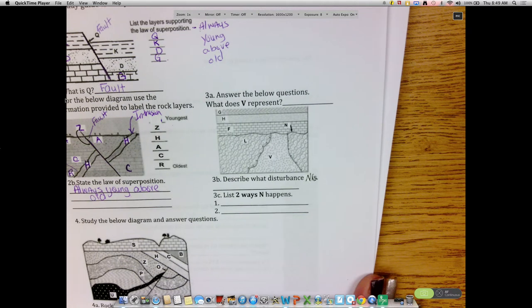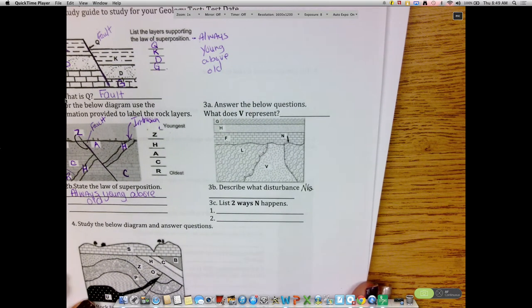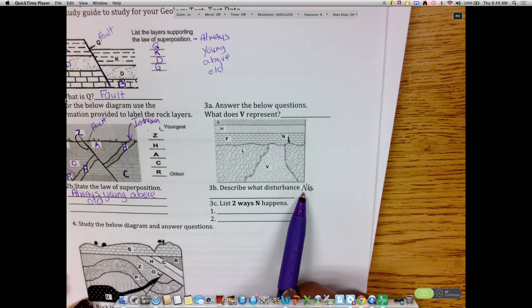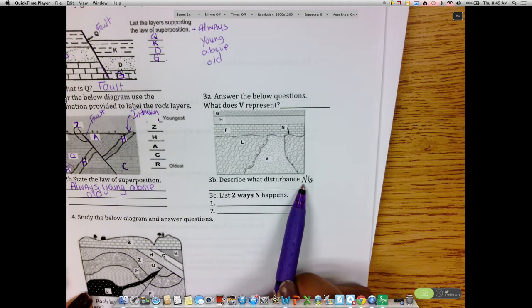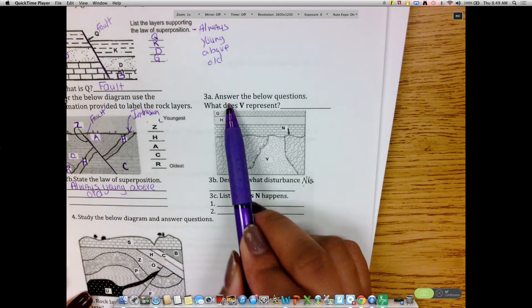For number three, we need to make some corrections. On yours, you had an X here. Put an N. Your paper probably said, describe the disturbance X is. It should say, describe the disturbance N is. Nobody should have to point it out to you, because my paper looks exactly like yours. It says, answer the below questions.